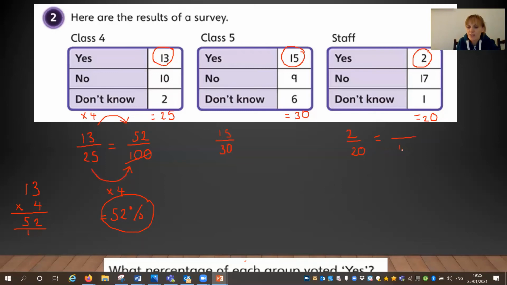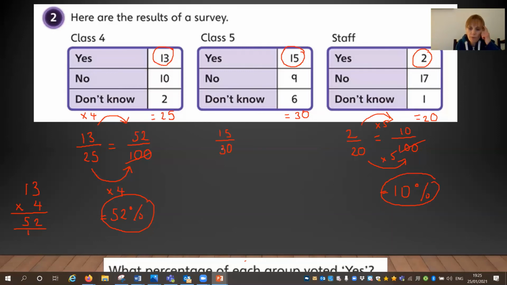Now, let's whiz over to the staff. Again, 20th, that can be converted into hundredths, can't it? By timesing by 5. So let's do the same to our top number, times it by 5, which gives us 10. 10 out of 100, get rid of our 100 denominator, which means in this case, 10% of people said yes.